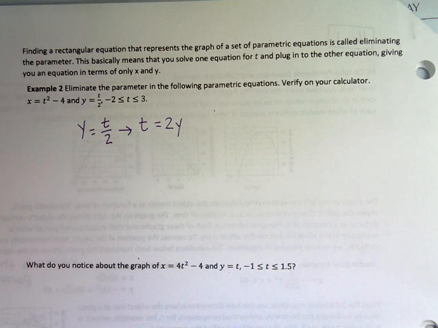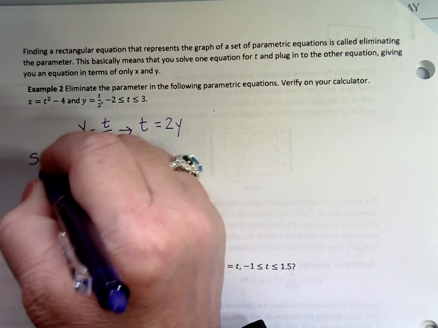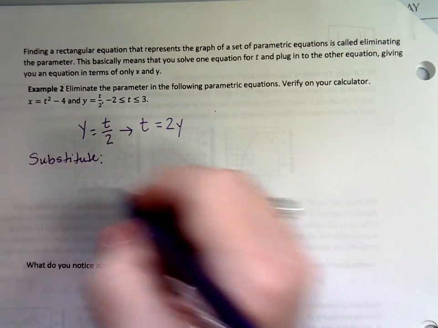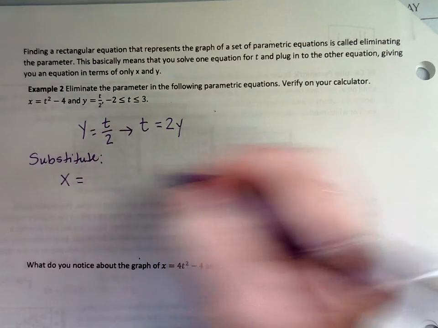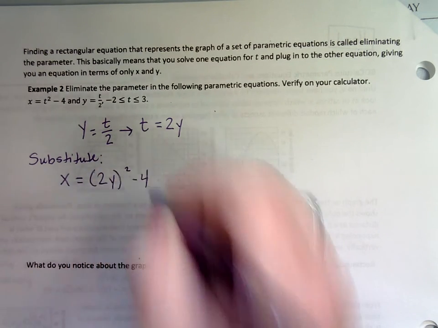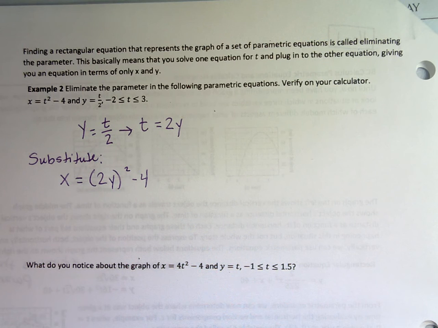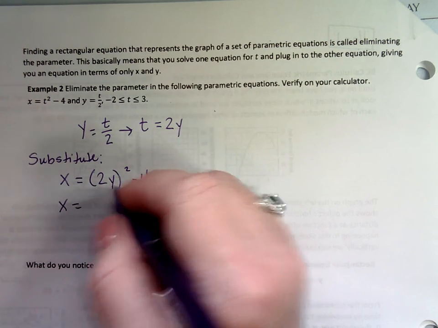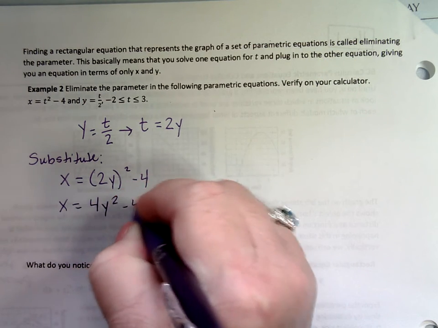And then you do a direct substitution. Substitute that into the other equation. So it's going to be x equals, not t, (2y) squared minus 4. And then you can solve it out. So you get x equals 2y times 2y, which is 4y squared minus 4.